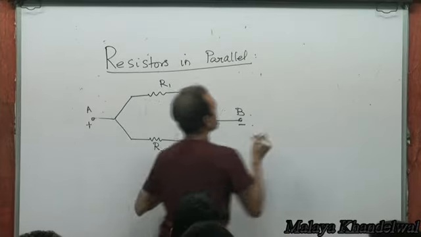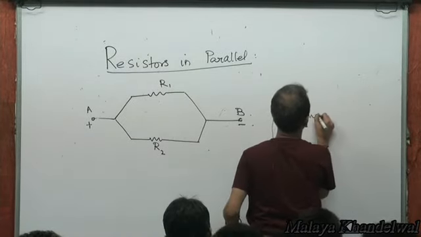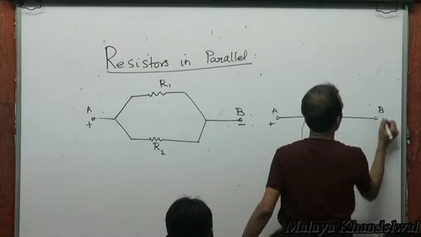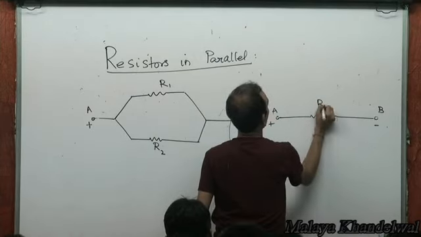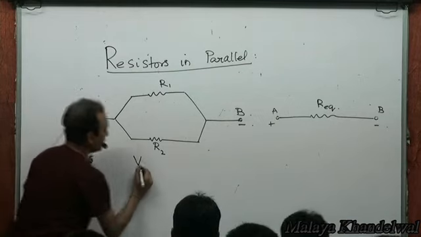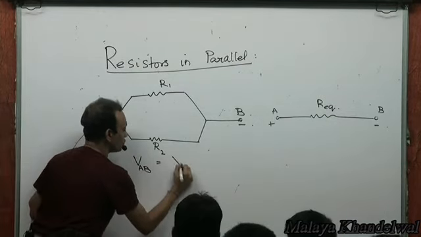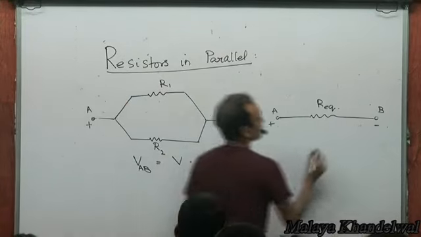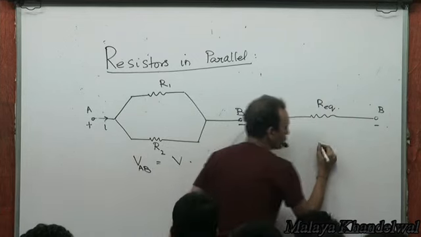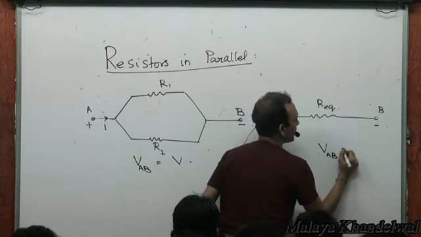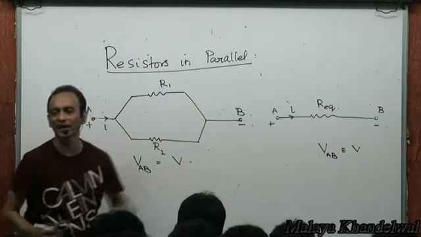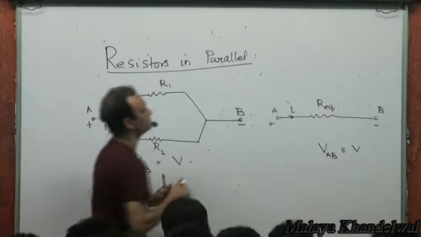This would be looked upon as equivalent across A and B. This is A, this is B, this is R equivalent. If I apply the same potential difference V between A and B, potential difference from A to B is V volts, and if it results in a current I here, then the same V volts across A and B, when applied here, results in the same current I. That's when these two are looked upon as equivalent, right?